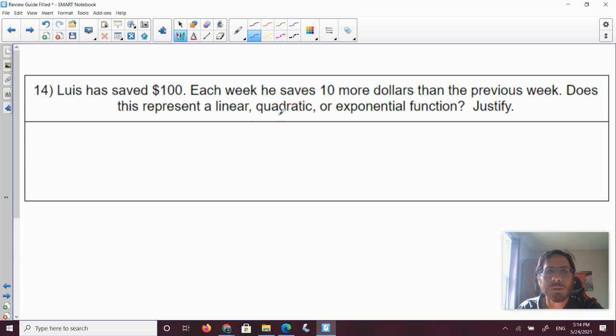All right, for 14, Luis has saved $100. Each week he saves $10 more than the previous week. Is this linear, quadratic, or exponential? So in this case, since we're doing $10 more, we're adding $10. So that repeated addition is a common difference.